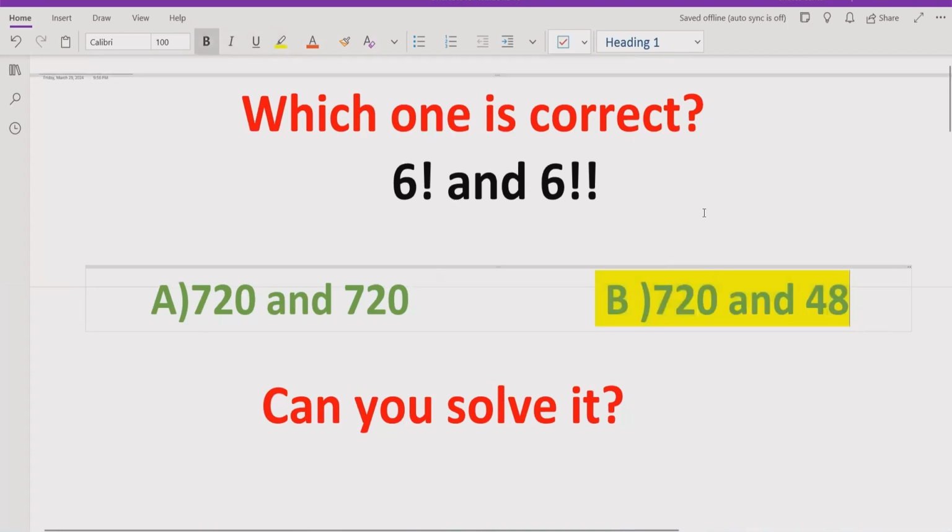I hope you understand how you can find the 6 factorial and 6 double factorial and get the correct result. So that's it for today.